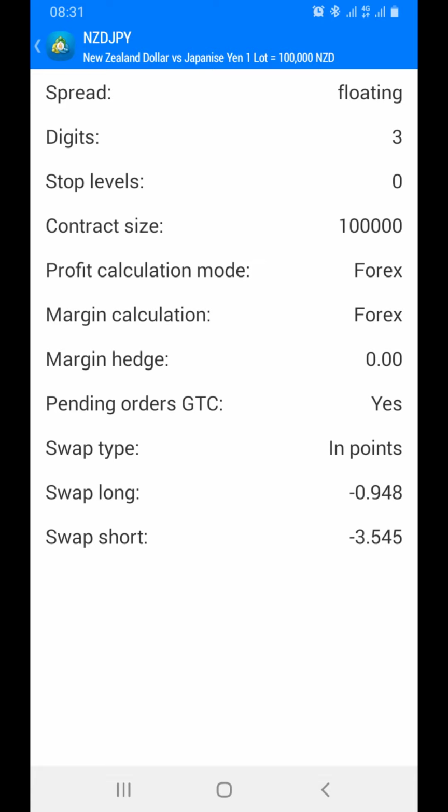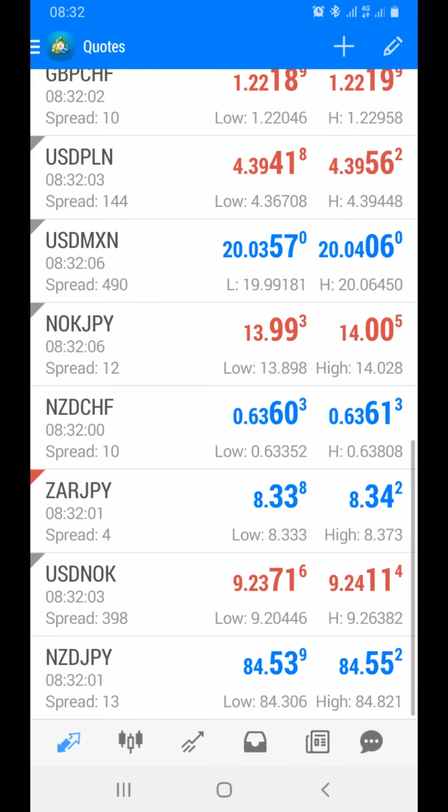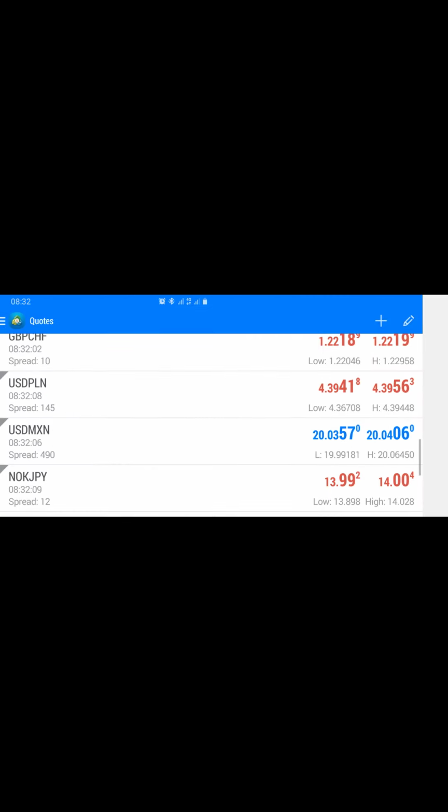The swap type is in points, and the swap long is negative 0.948, and the swap short is negative 3.545. So yeah, let's open the chart and get started.